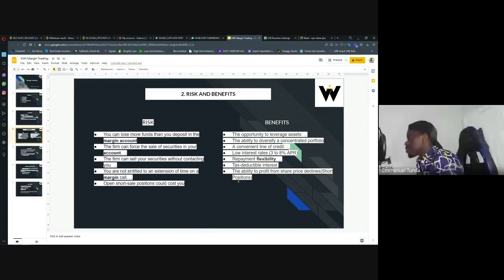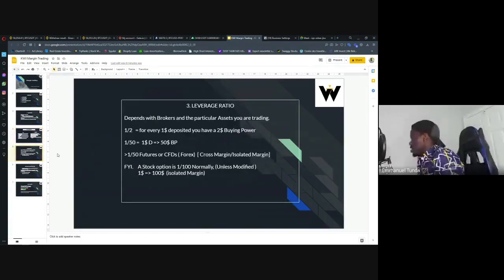And also another thing that can be considered a benefit here is the fact that you can claim the interest rate that you paid to the broker when you are doing your tax report. So the interest is tax deductible. And lastly, the ability, of course, to profit from shares that are declining. So when the market is crashing, you can make money from that too, if you are shorting the companies that are crashing. But it's a very risky position.